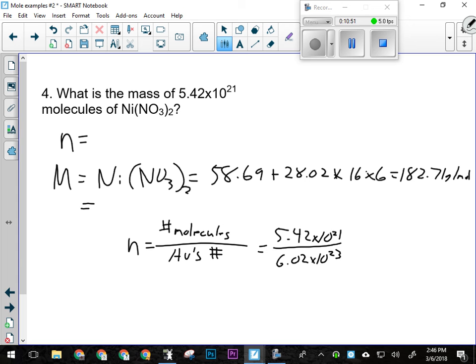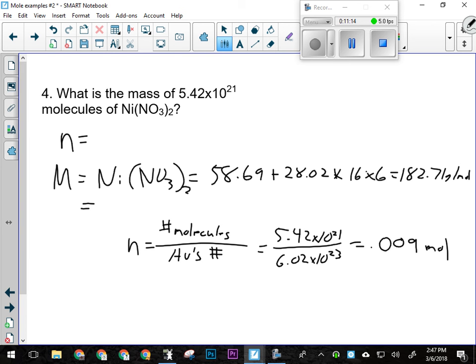So I have significantly less than a mole here. Agreed? Like I have less than 100th of a mole, right? So I'm going to get a very small decimal. I think it comes out to 0.009 or something like that. Okay, so 0.009 moles. So I have a very, very small amount.